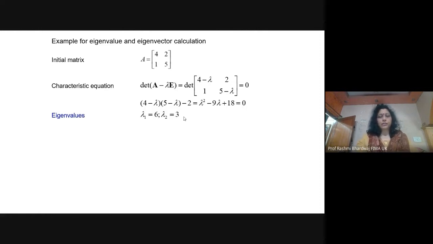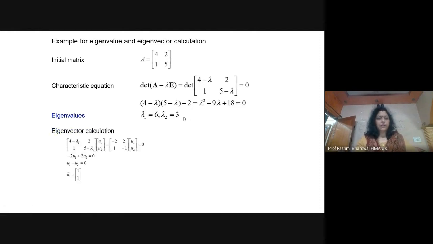Now corresponding to this, we find the eigenvectors. The eigenvector calculation is 4 minus lambda 1, 2, 1, 5 minus lambda 1, times u1, u2. Taking lambda 1 as 6, it comes to be minus 2, 2, 1, minus 1, u1, u2 equal to 0. Both equations are similar, so you get only one equation, u1 minus u2 equals 0. This means u1 equals u2 in the case of 6, so the corresponding eigenvector is 1, 1.